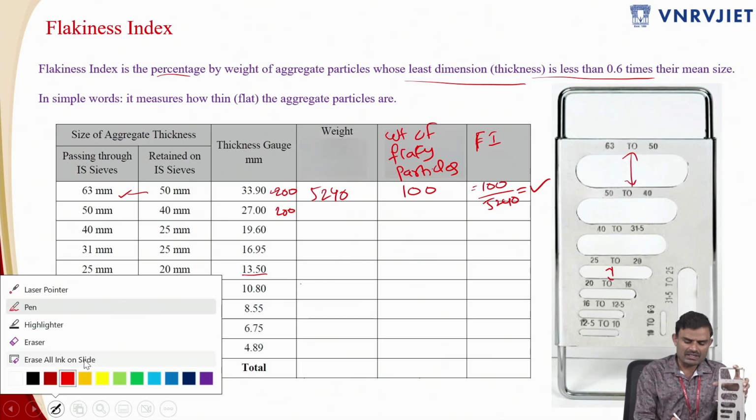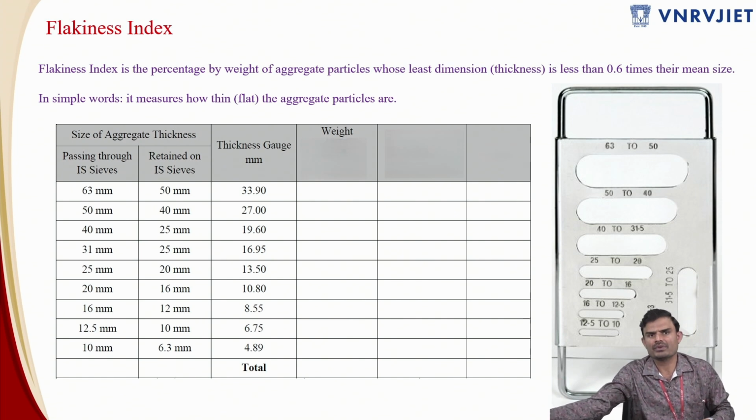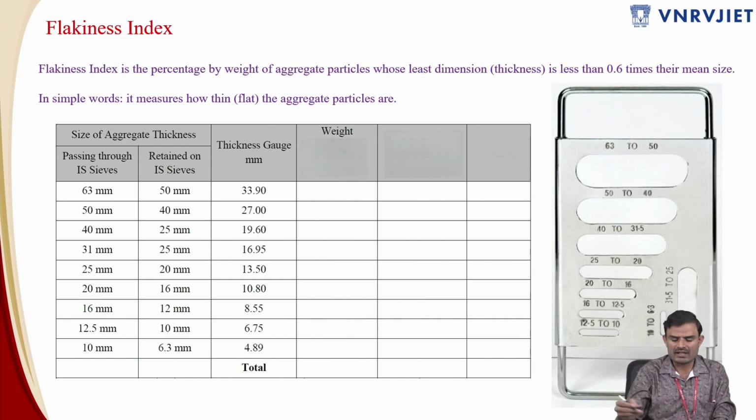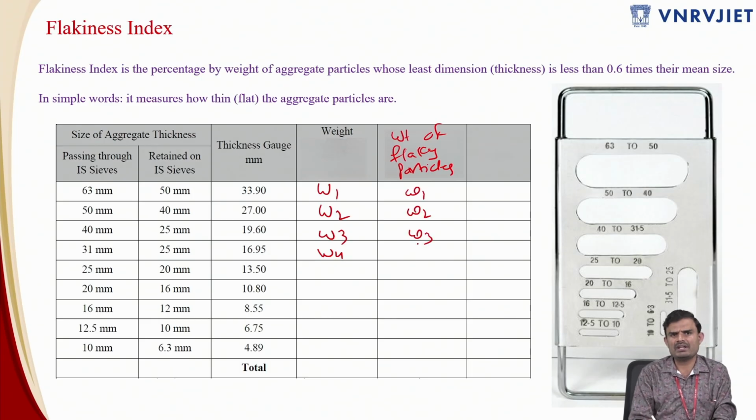Similarly, you have to conduct this test for all the size ranges over here. So you have to take 200 aggregate particles for each of the size ranges, and you mention the weight of the aggregate particles, capital W1, capital W2, capital W3, capital W4. And let us assume the weight of the flaky particles for each and every respective slot. Let this be small w1, small w2, small w3.